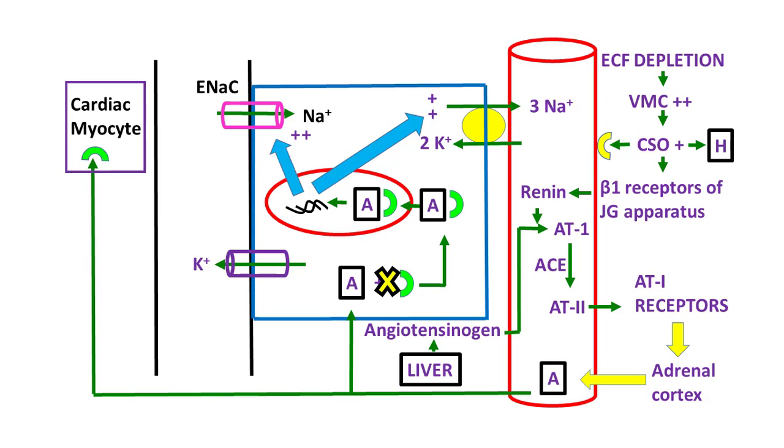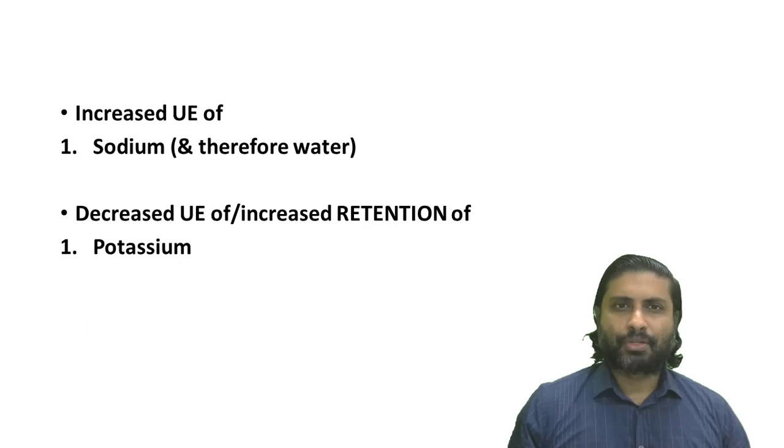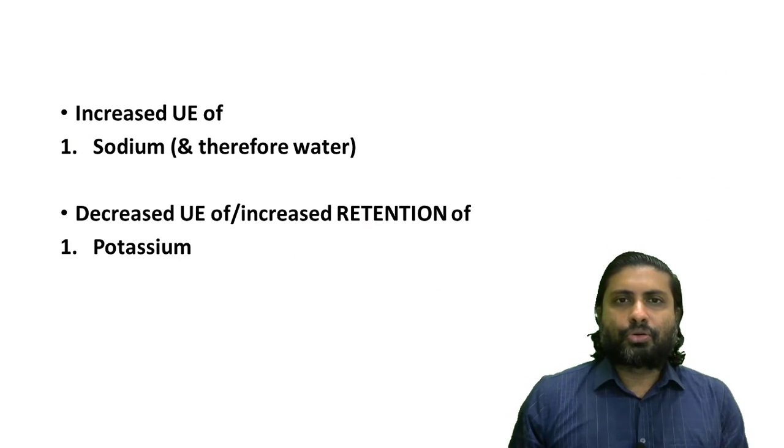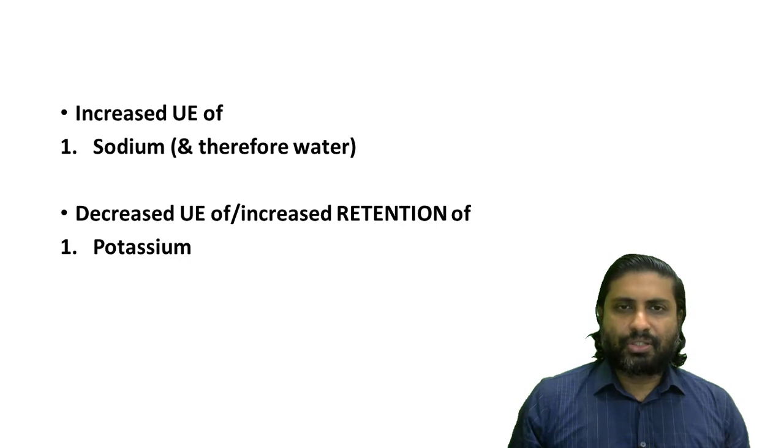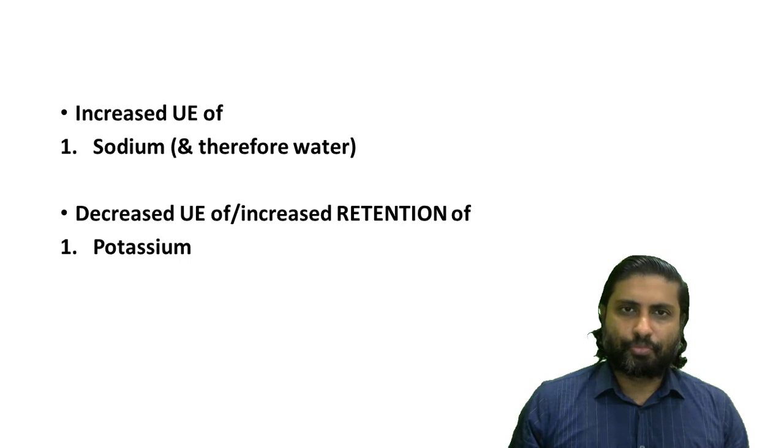Also, on the basolateral aspect of the cell, there is failure of upregulation of the sodium-potassium ATPase pump, and therefore potassium does not get pumped from the capillary into the cell. Potassium stays in the capillaries. Potassium is left alone. Potassium is spared. So, when we administer a mineralocorticoid receptor antagonist, it does increase the urinary excretion of sodium and therefore water, but it does not increase the urinary excretion of potassium. In fact, it spares potassium and it will increase the retention of potassium.